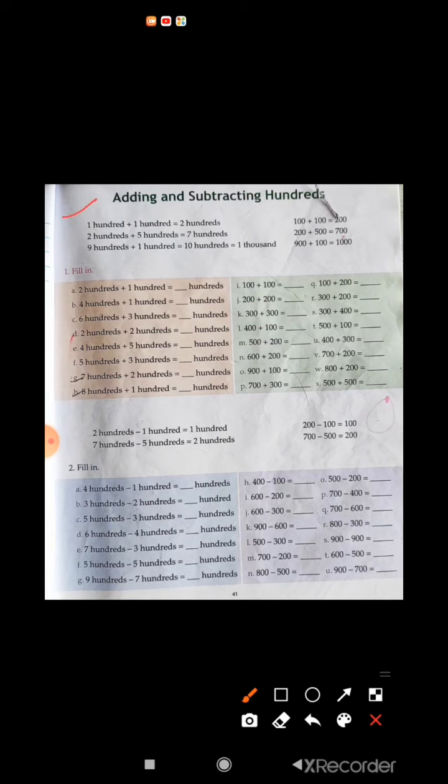100 plus 100. Add this all together, 200. And you can write like this: 100 plus 100 equal to 200. Now second one, 200 plus 500 is equal to 700. Write like this: 200 plus 500 equal to 700. Third is 900 plus 100. 9 plus 1 is 10, and write here hundreds. And 10 hundreds you can say 1000. Okay students.